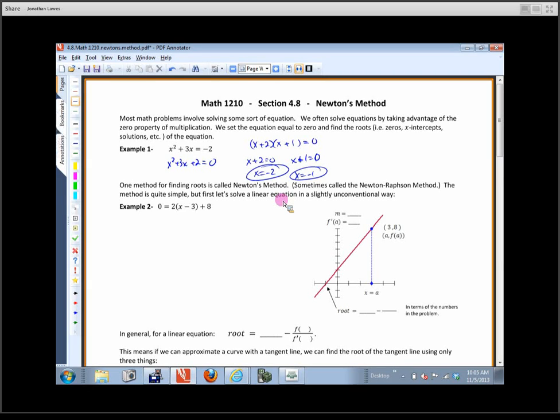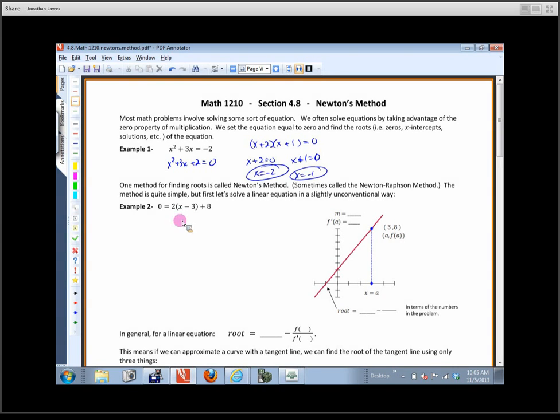But it turns out if we use a little bit of stuff that we already know how to do and a little bit of calculus, we can actually find really ugly, maybe even irrational zeros of a polynomial or zeros of a function, x-intercepts of a function, using this idea. So we're going to start by finding the x-intercept for a linear function, but we're going to do it in kind of a strange way.